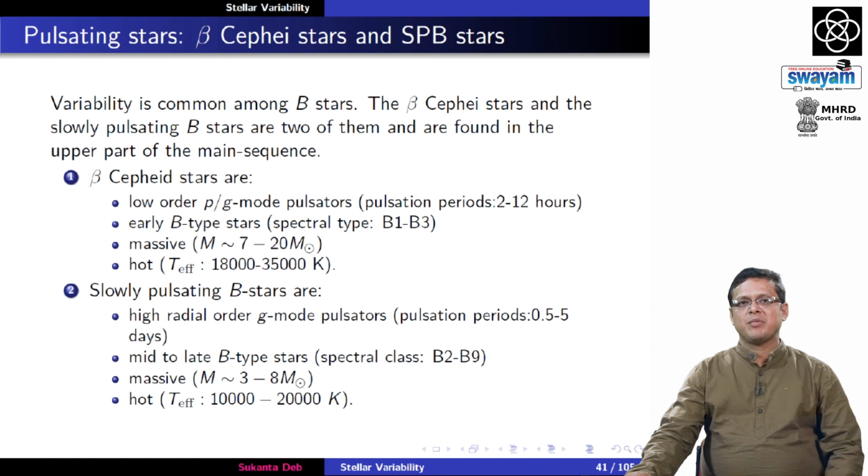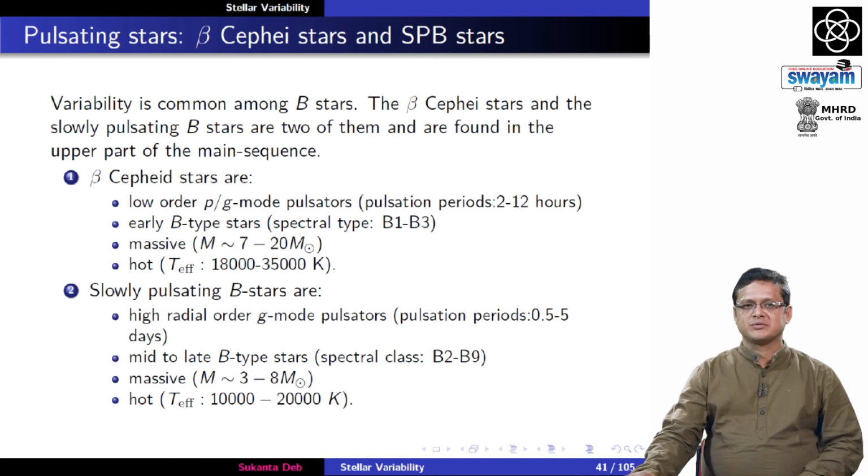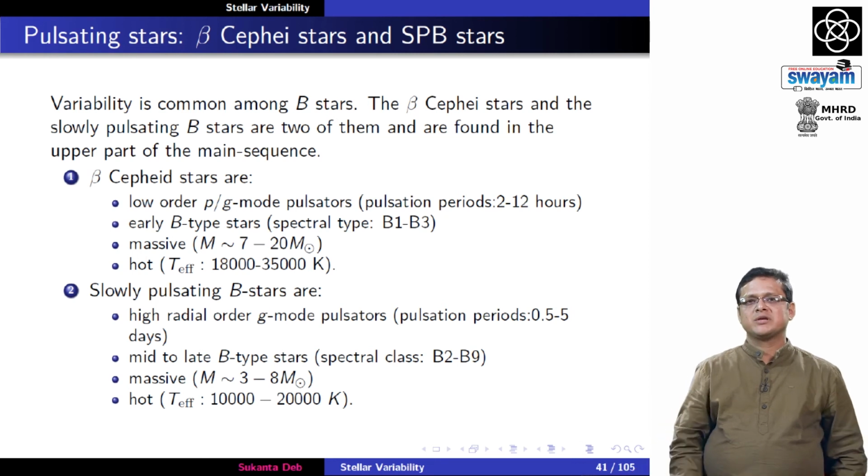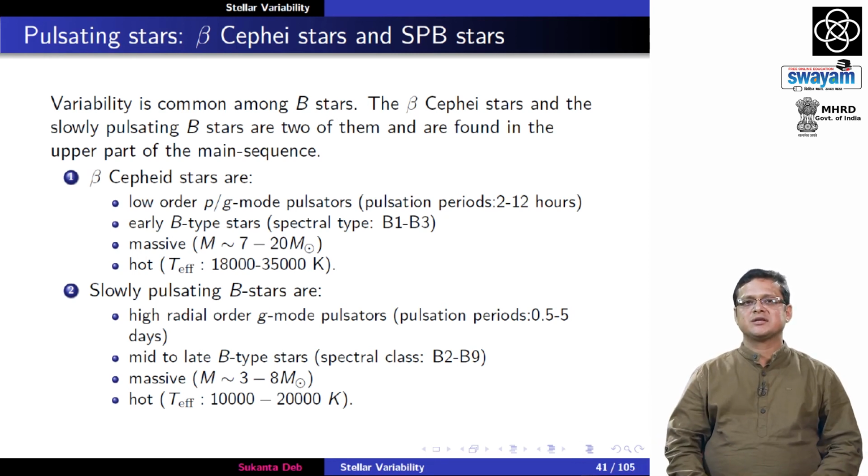Now, we will discuss the pulsating stars, beta Cephei and slowly pulsating B variables. Variability is common among B stars. The beta Cephei stars and the slowly pulsating B stars are two of them and are found in the upper part of the main sequence.